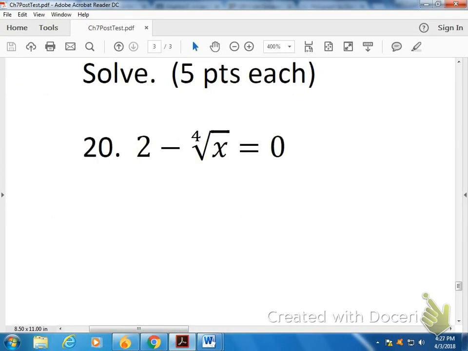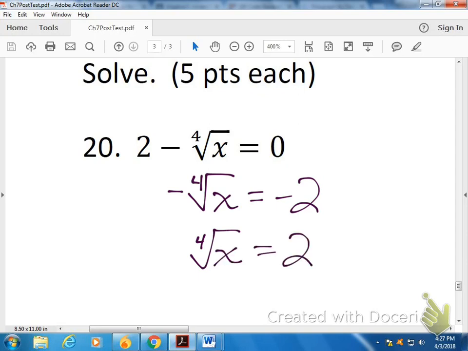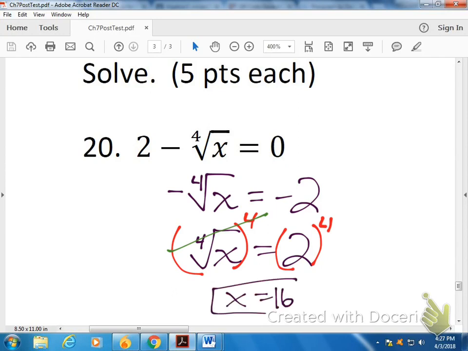So when solving, we're going to get the radicand or the radical by itself. So we're going to subtract 2 to the other side. So 0 minus 2 becomes negative 2. Then we need to divide by negative 1. So when we divide by negative 1, we get positive on both sides. To undo the fourth root, we're going to raise both sides to the fourth power, crossing out those operations, and we get x equal to 16. And then it checks out. 2 minus the fourth root of 16, which is 2, does equal 0.